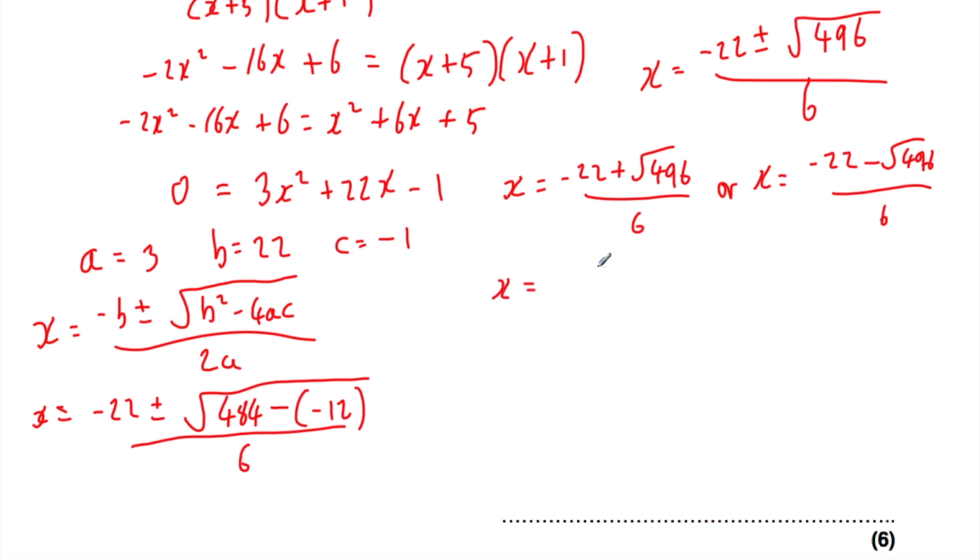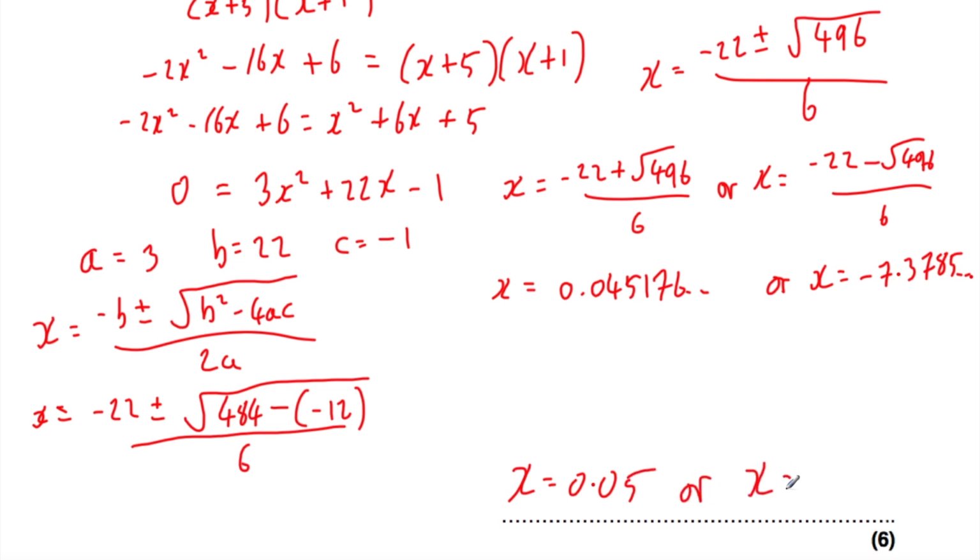And when we work that out, we get an answer of 0.045176 and so on. Or here we get x is equal to minus 7.3785 and so on. And we want to give our answers to 2 decimal places. So here x would be equal to 0.05, rounding up, and here x is equal to minus 7.38. And that's it. There are 2 solutions.